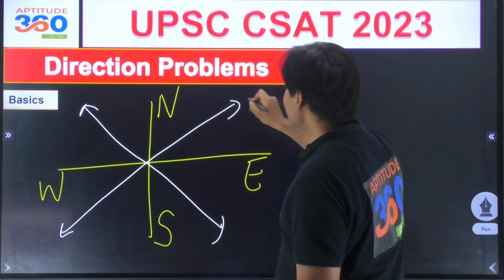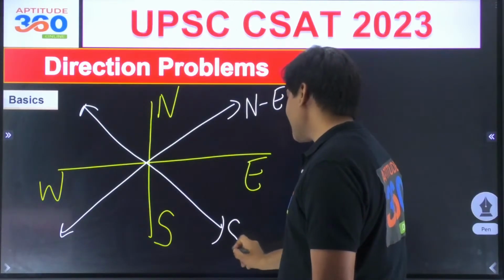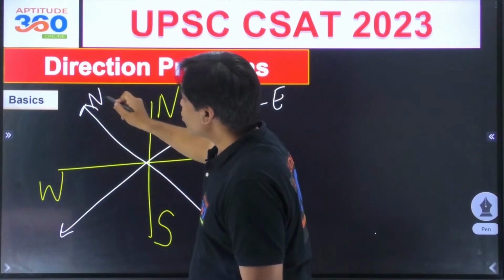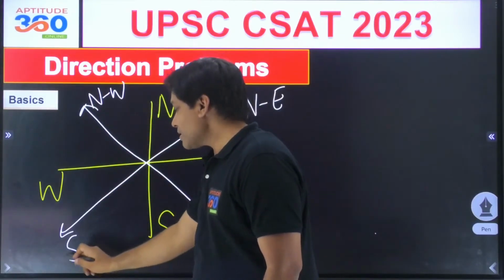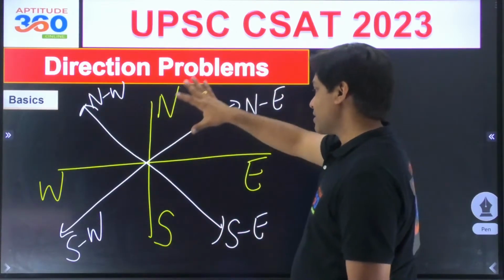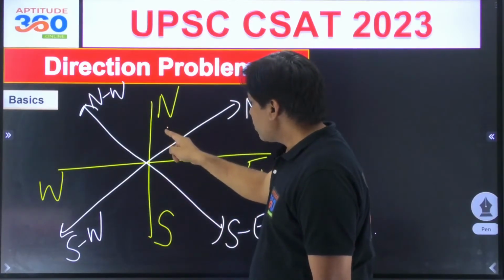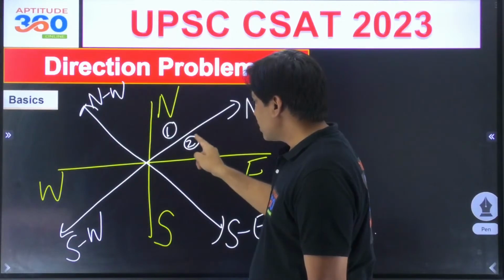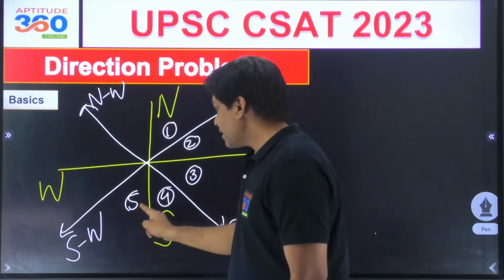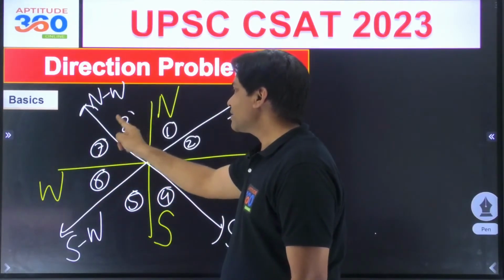So north, this is known to be what? Northeast, and then this is known to be what? Southeast. This direction is known to be what? Northwest, and this is known to be southwest, isn't it? Now understand this. How many parts do we have? By the way, we have got a total of 8 parts. You see, 1, 2, 3, 4, 5, 6, 7 and 8.